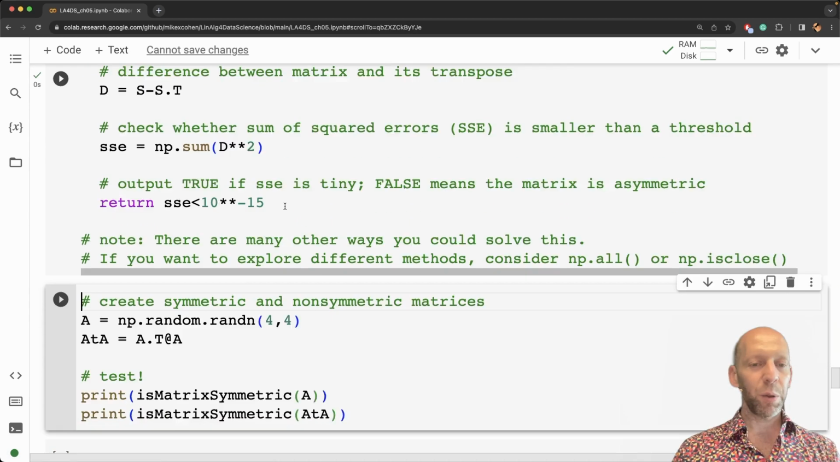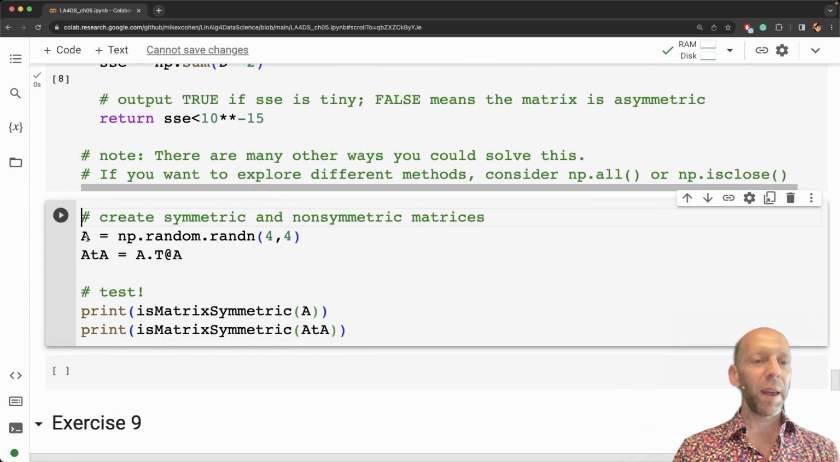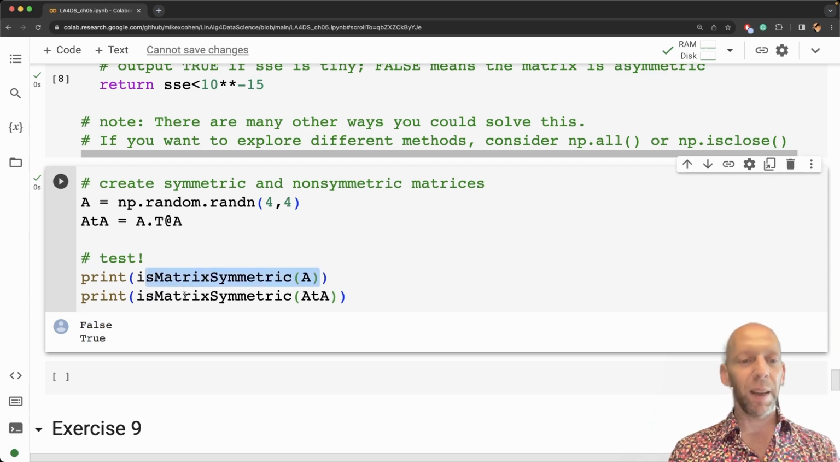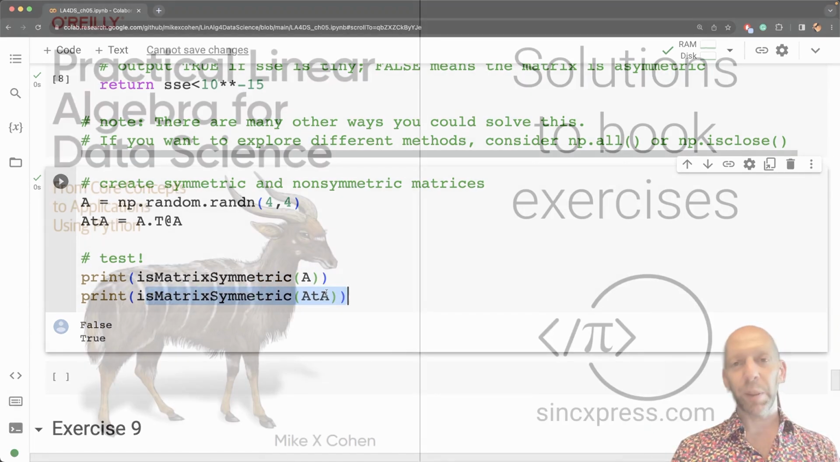And now I'm going to test it on a non-symmetric matrix and a symmetric matrix. Okay, so we expect the result to be false and true because this is not symmetric and A transpose A obviously is symmetric.